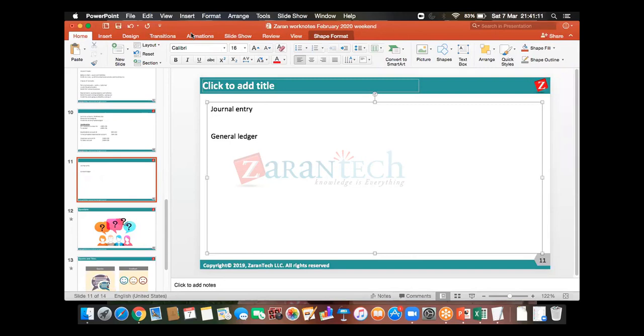So journal entry means what we just saw now. When I'm holding a business, any day-to-day transactions, I will be entering in the journal book, which is called journalizing of the transaction. Entering of the transaction in the journal book is called journalizing of the transactions.